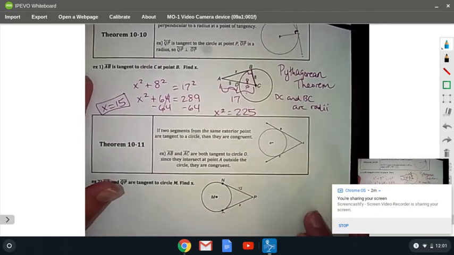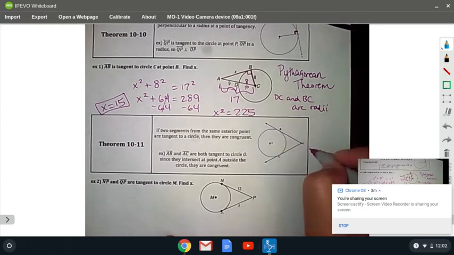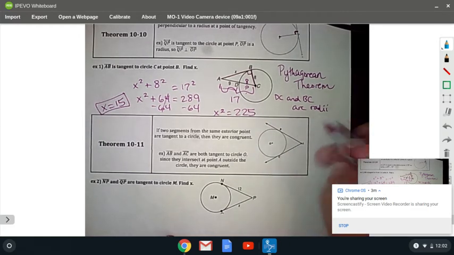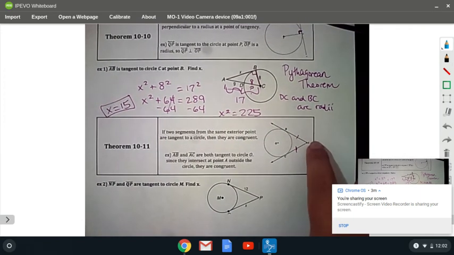Now, if I go to 10-11, that theorem tells me that if two segments from the same exterior point, so the exterior point is A, are both tangent to the circle, then they must be congruent. So AB and AC are both tangent to the circle, so that means they have to be congruent because they have the same exterior point.